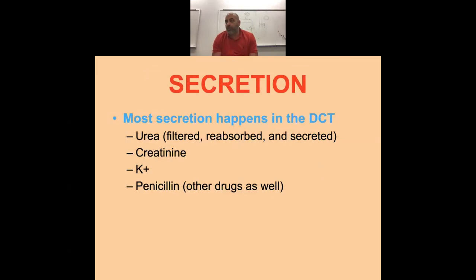Secretion, this is where we're getting rid of stuff. So when we have extra and it didn't make it out in the filtrate, we'll get rid of it. Or maybe it was too big, okay? Like penicillin, too big, so we'll secrete it. All right, so we have urea, creatinine, potassium, penicillin.